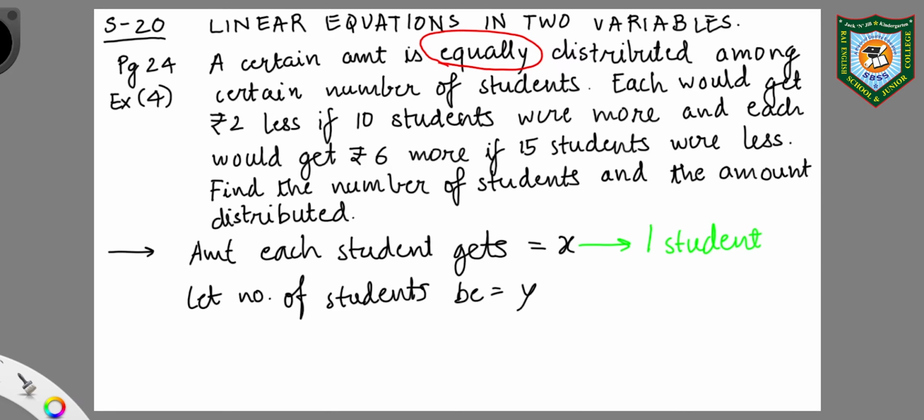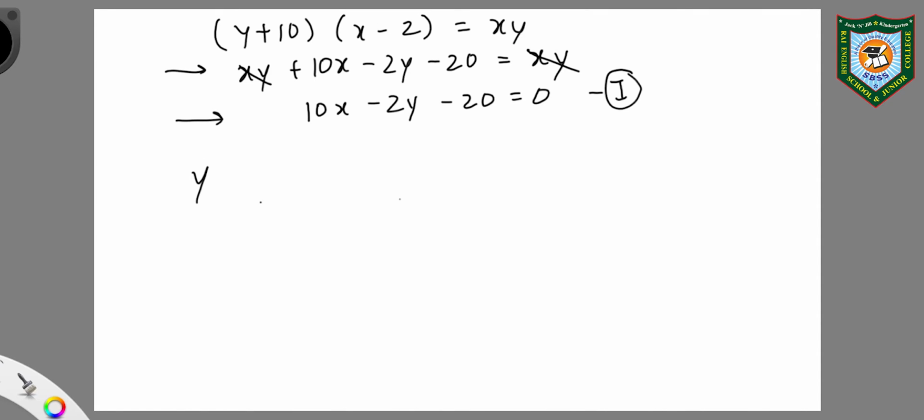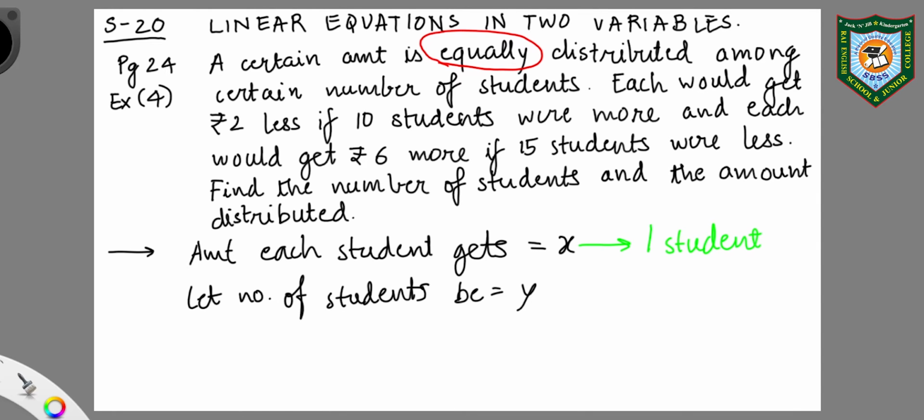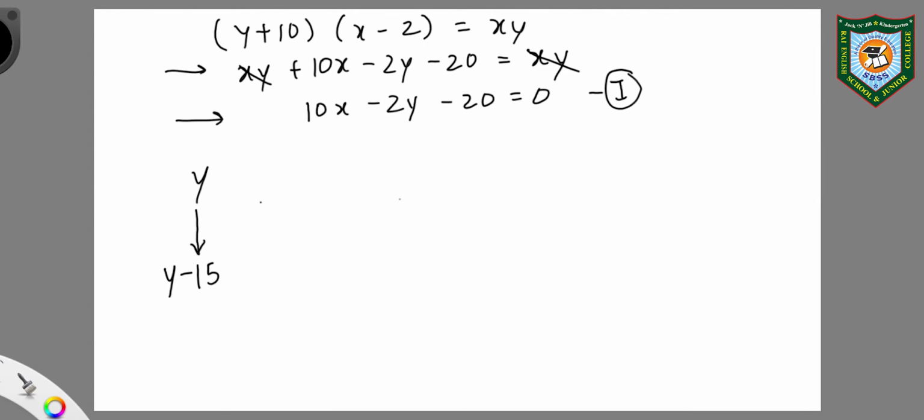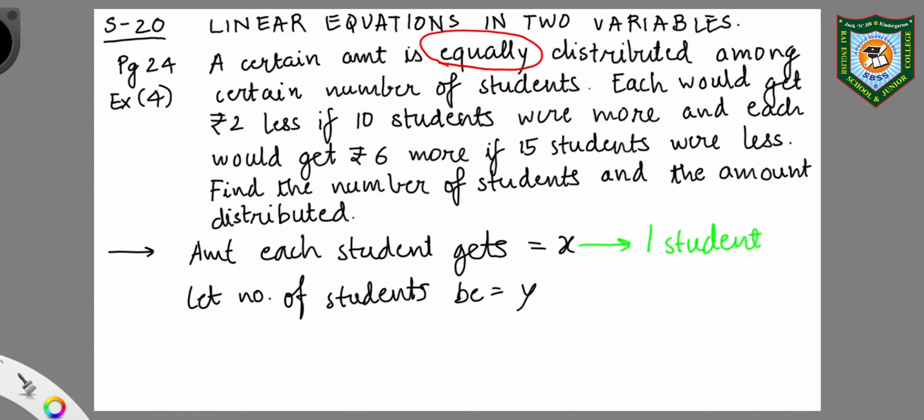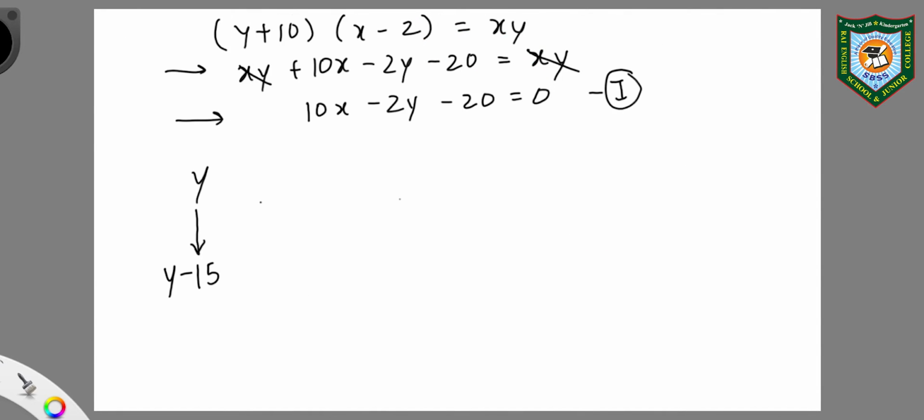Now for my second case, the statement says, and each would get rupees 6 more if 15 students were less. That means in this case, the number of students y goes to y minus 15. 15 students less means there is subtraction involved, which we have accounted for. And now for the amount, each student would get rupees 6 more when 15 students are less. So from x we go to x plus 6, and the statement says more, that means there has to be an addition.